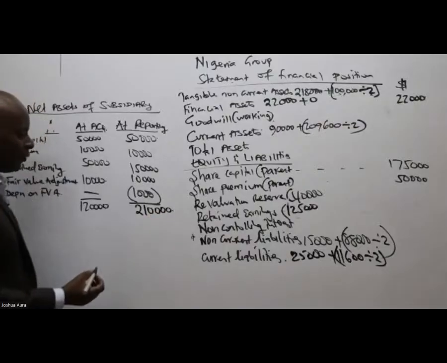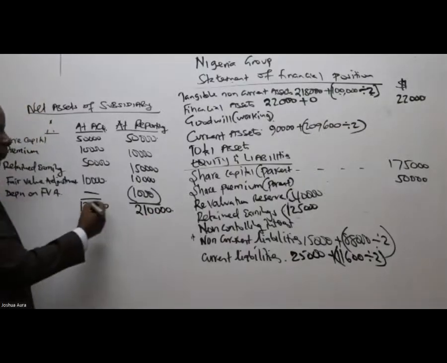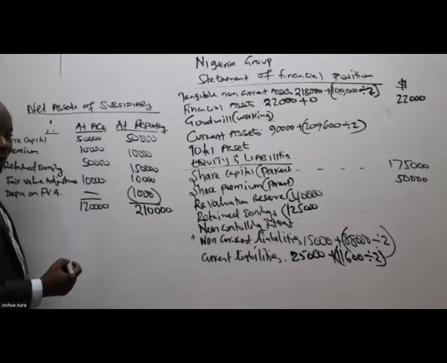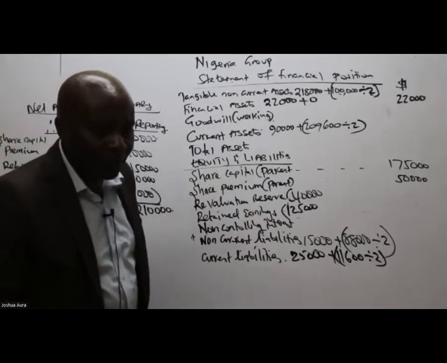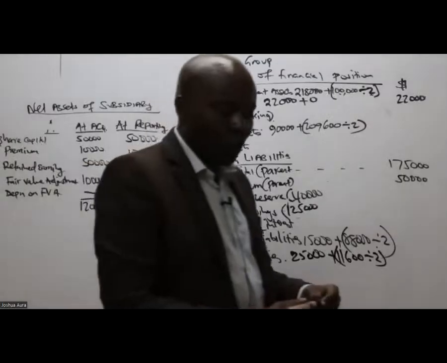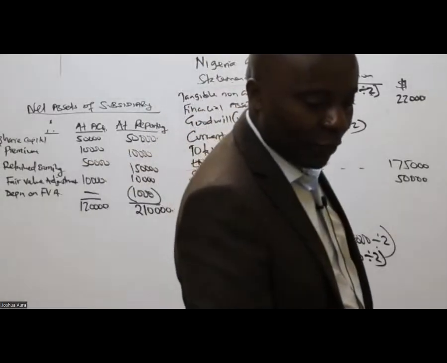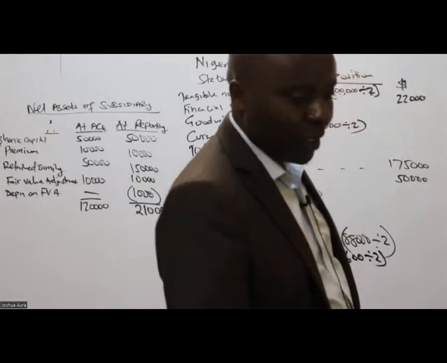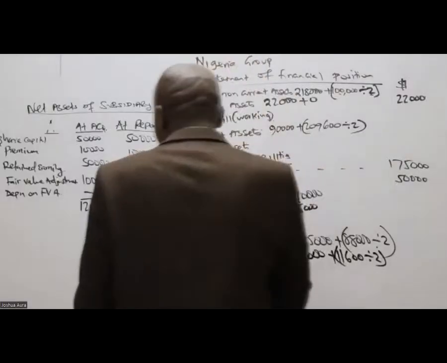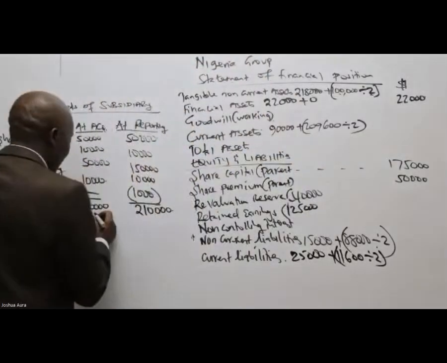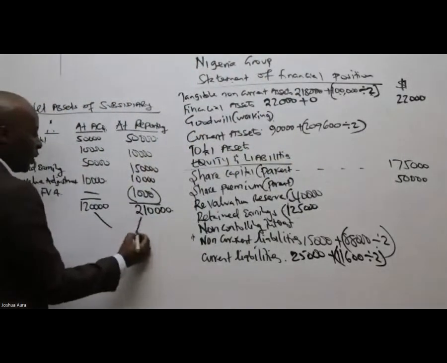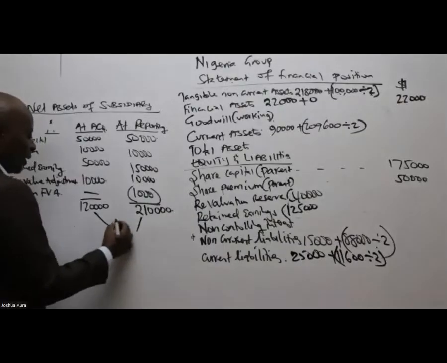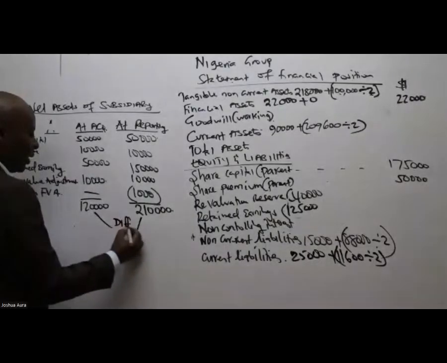So do we have a difference between the two? What is the difference between the two? 90,000. The difference between the two is 90,000. So 90,000, when you get the difference here.